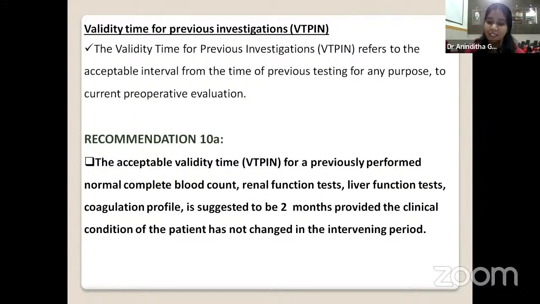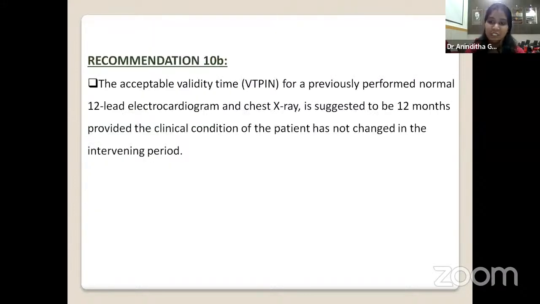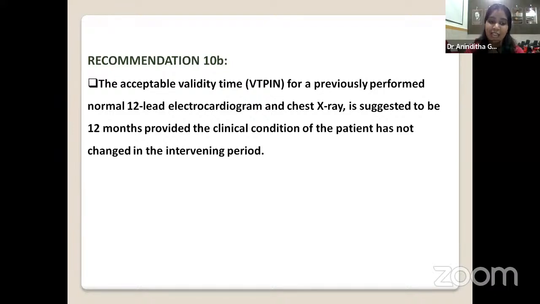in the intervening period. Recommendation 10B says that the acceptable validity time for previously performed 12-lead ECG, which is normal, and chest X-ray, is suggested to be 12 months, provided the clinical condition of the patient has not changed in the intervening period.